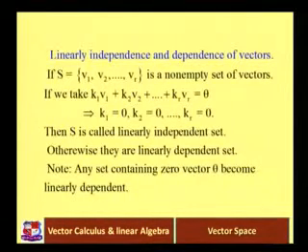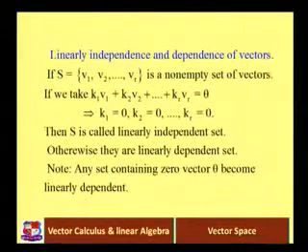The next topic is linear independence and dependence of vectors. Now, if S is equal to {V1, V2, up to Vr} is a non-empty set of vectors, and we take a linear combination of all those vectors, K1 V1 plus K2 V2 plus up to Kr Vr, equal to theta. Theta means the zero vector, the zero vector of the given vector space.